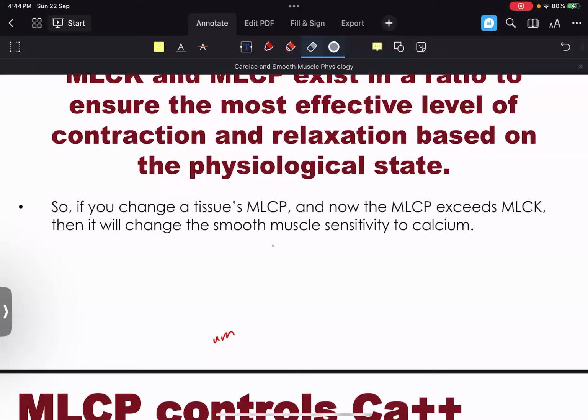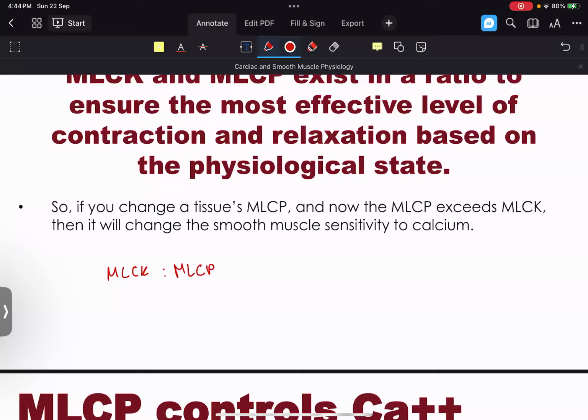No, if you need to relax, then we need MLCP. So why is the calcium needed if you want to relax? The calcium isn't really needed. It's not about whether the calcium is needed or not. It's about the concept of MLCK and MLCP existing in a ratio.